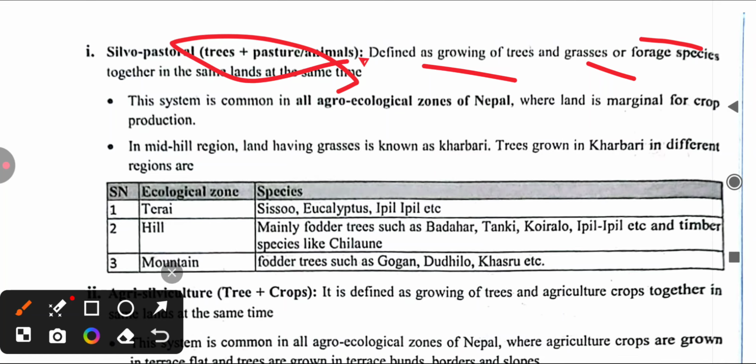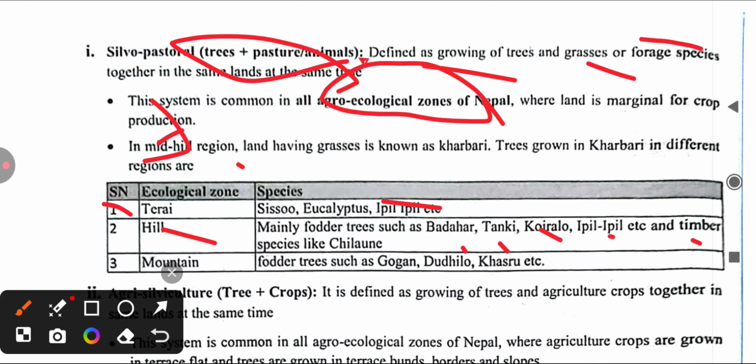Okay, this system is common in all agroecological zone of Nepal. Then where land is marginal for crops production, in middle region land having grasses is known as kharbari, tree grown in kharbari in different region. Okay, then ecological zone: in Terai, species are sisau, eucalyptus and ipil-ipil. Then in hill, mainly fodder tree such as badahar, tanki, koirala, ipil-ipil and timber species like chilaune. And in mountain, fodder tree species like gogan, dudhilo, khasro.